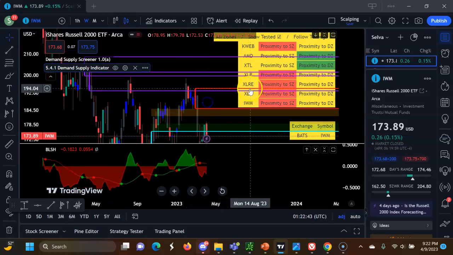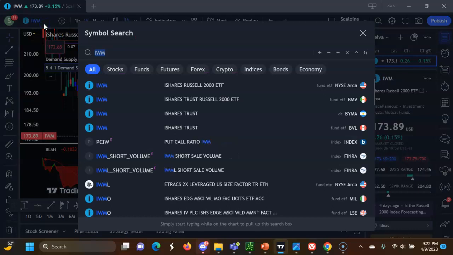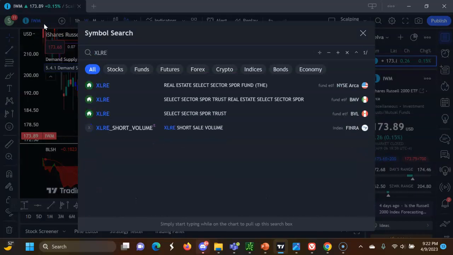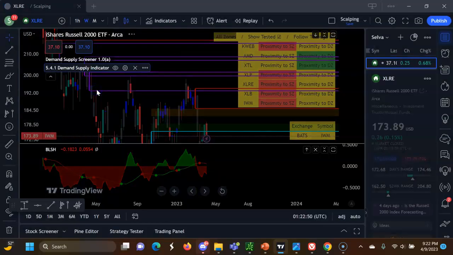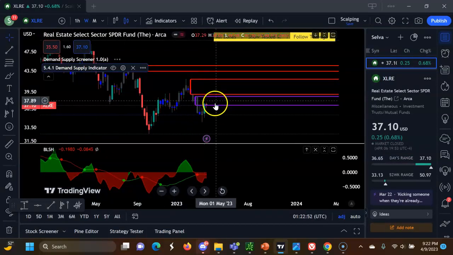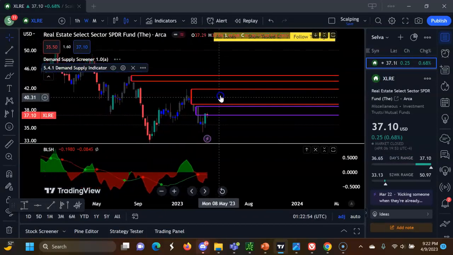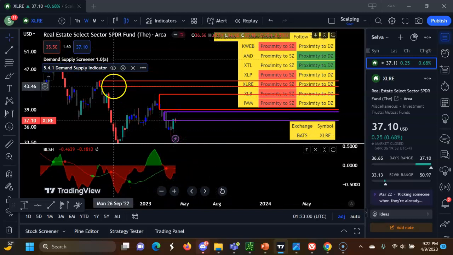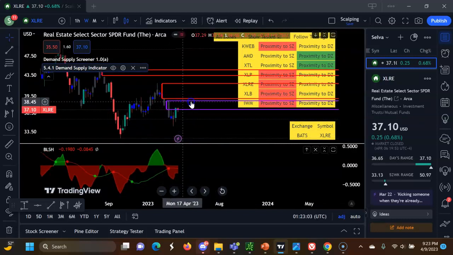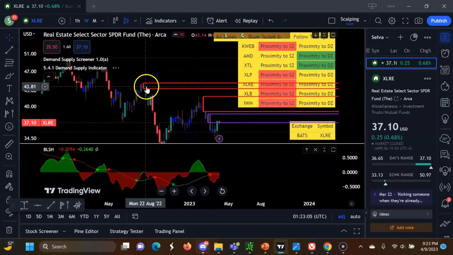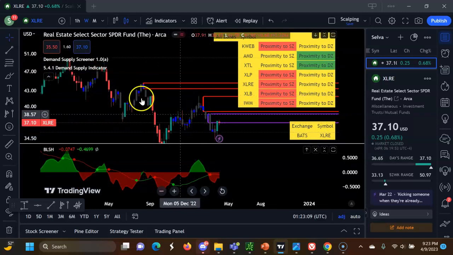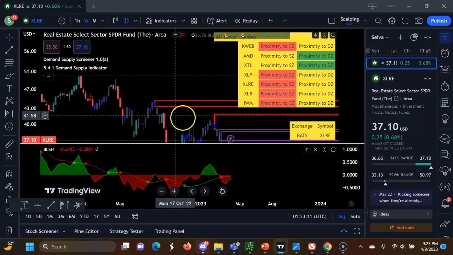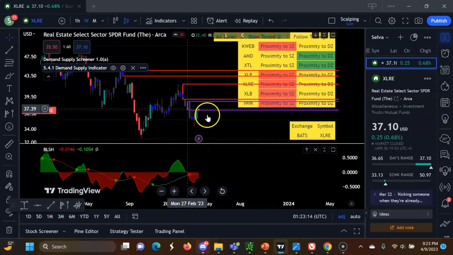Okay, let's look at XLRE. You can see that it's already in a support zone, right? It's going to hit this and reverse back. You can see here it's a lower high, and lower high again. You can see a trend line is going down. It could reverse from here.